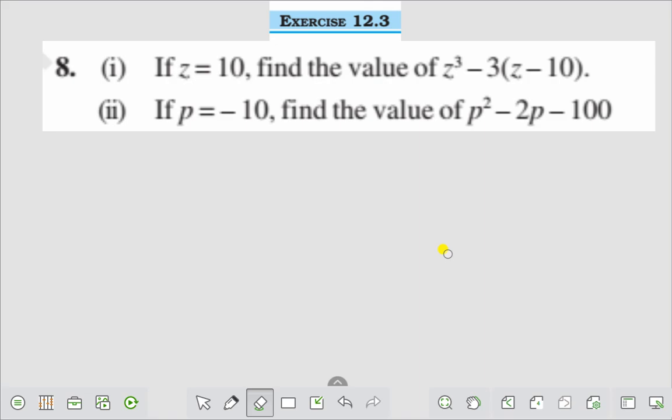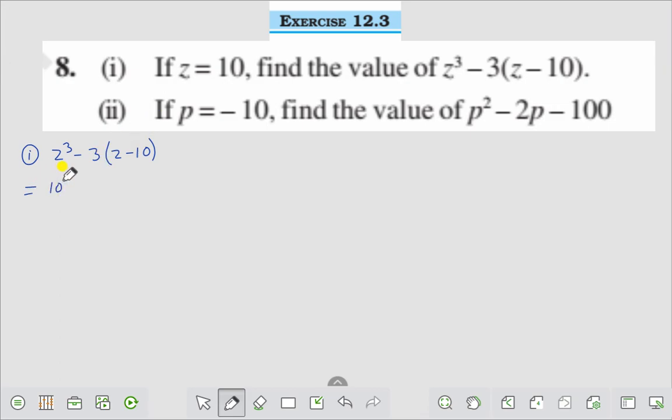Exercise 12.3, question number 8.1. If z is equal to 10, find the value of z cube minus 3z minus 10. Let us find the value. That is number 1. The expression is z cube minus 3 into z minus 10. Therefore we will get the value of z is equal to 10.